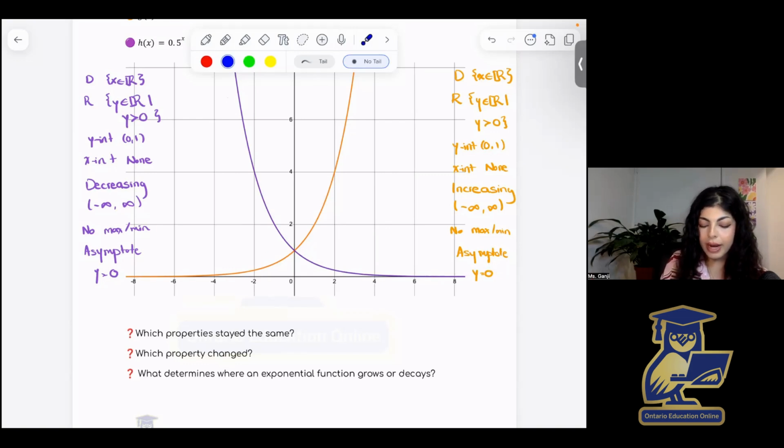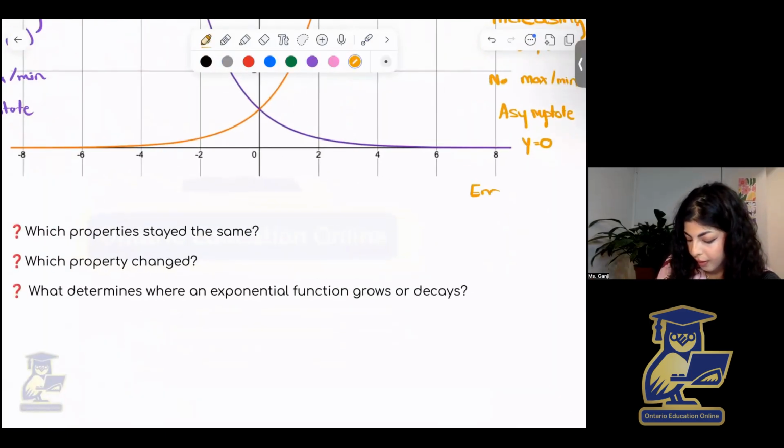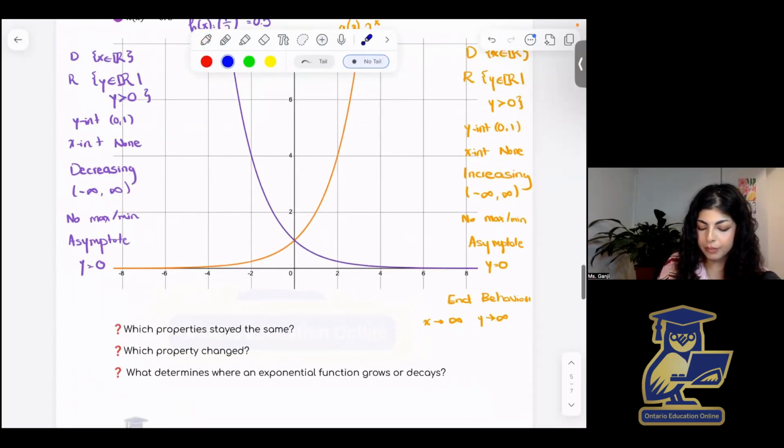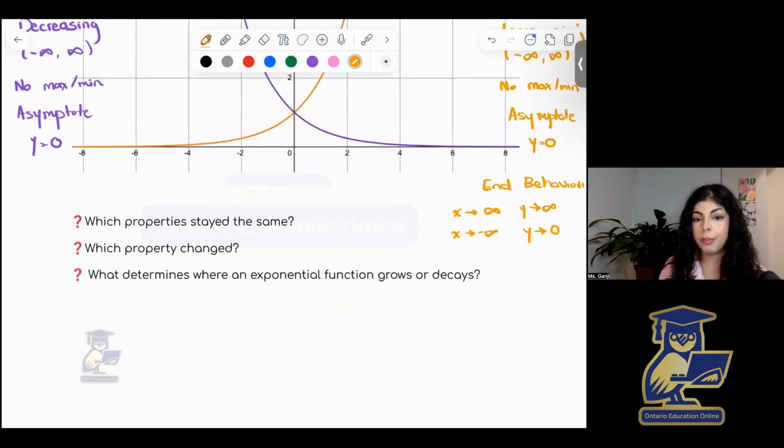And finally, our end behavior. So, end behavior here. As x is approaching infinity, we see that y is also approaching infinity. Our output is getting bigger and bigger. However, as x approaches negative infinity, y is approaching 0. And it doesn't mean that y will reach 0, but it is approaching 0.